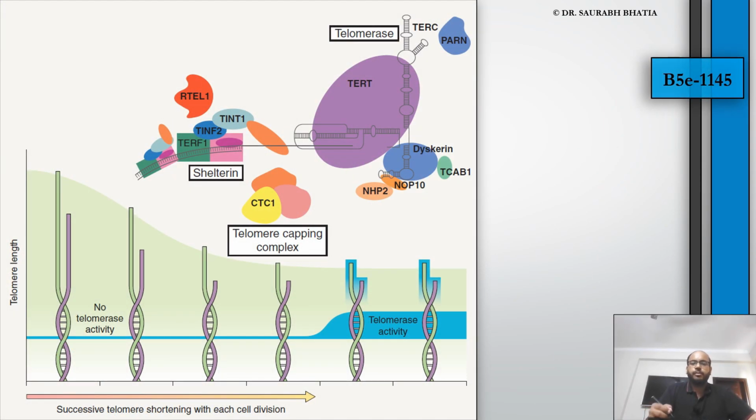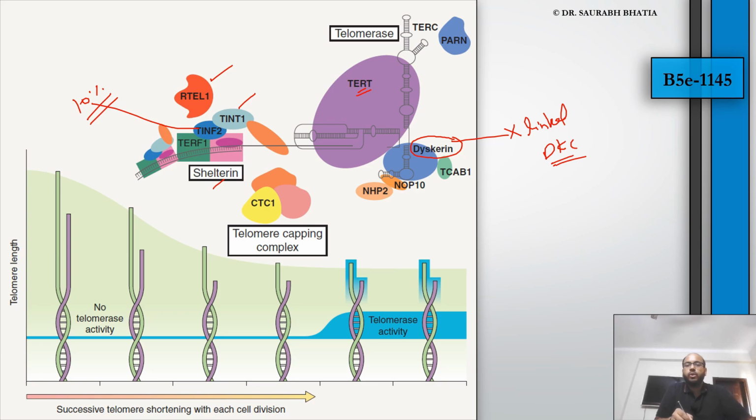Now this diagram I've taken from Bolognia 5th edition, page 1145. It shows you the different proteins involved: RTEL1, TAN, TINF2, which leads to 10% of the cases, TERF, shelterin, TERT. Here is the Dyskerin, which leads to X-linked DKC. Now this whole is the protein complex required for proper telomere length. And here you can have the telomerase enzyme, which is responsible for elongating telomere with every cell cycle.